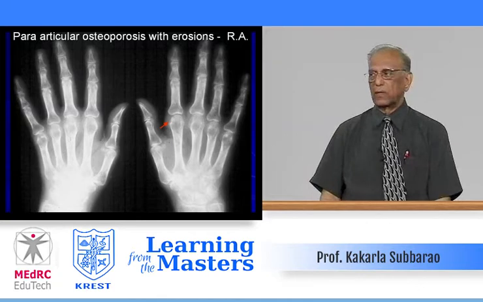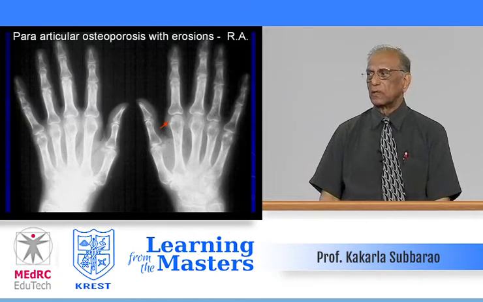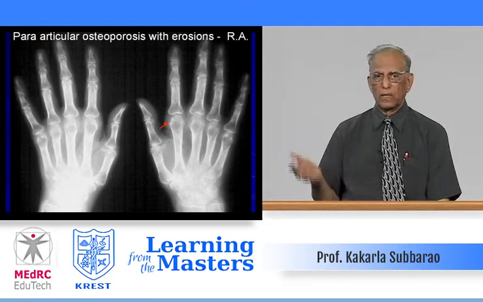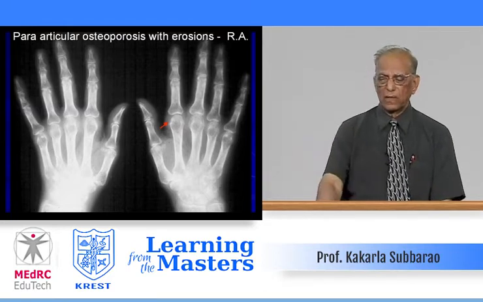Again, para-articular osteoporosis with erosions, rheumatoid arthritis. We have seen this earlier: soft tissue swelling, para-articular erosions, and para-articular osteoporosis.